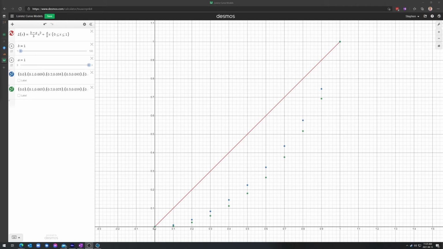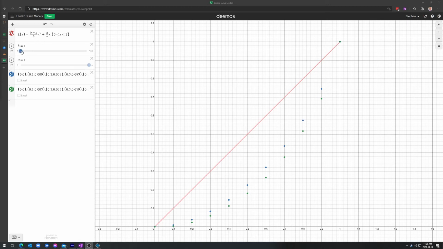And it's getting less equal. As you can see, these dots are moving away from the perfect equality line. Now here, this red line right now, you can see is the perfect equality model. But it's actually the function up here. L of x equals (b minus a)/b x squared, plus a/b x, graphed from 0 to 1. That's our Lorenz curve model.